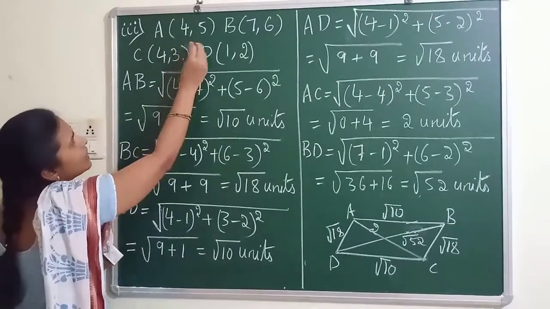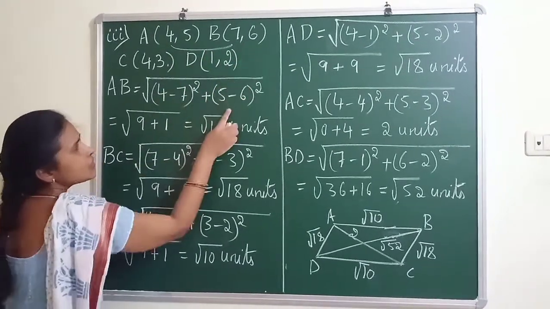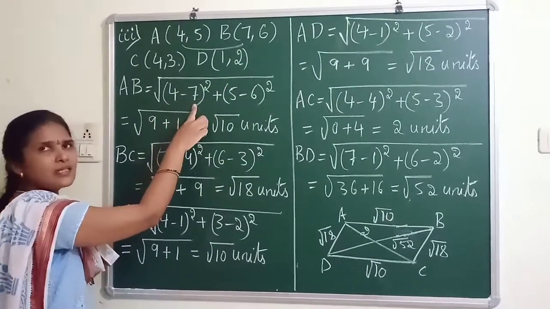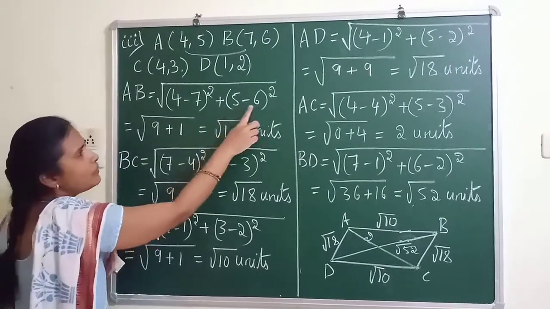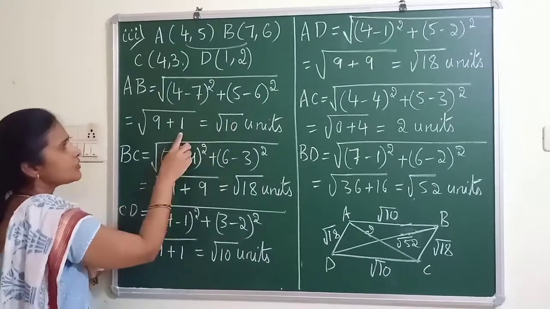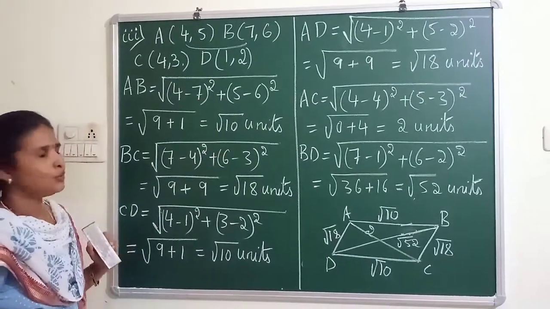AB. So AB can be written as root of (4 minus 7) whole square plus (5 minus 6) whole square. That is, 4 minus 7 is minus 3, and minus 3 square is 9. 5 minus 6 is minus 1, and minus 1 square is 1. So root 9 plus 1, that is root 10 units.